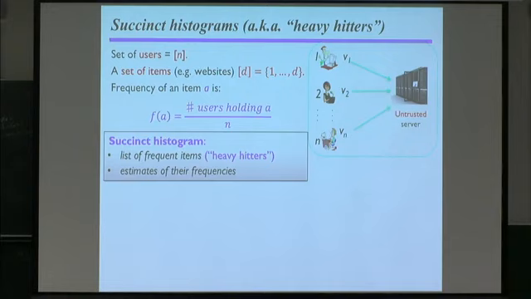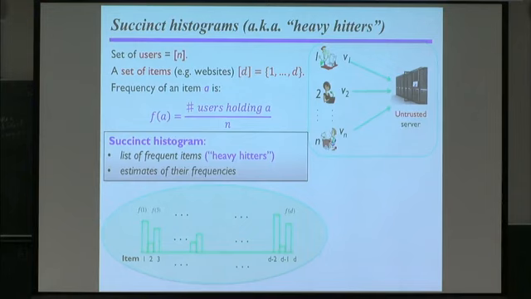Now, there are a billion Chrome users. There are not quite that many homepages, but lots of them. So maintaining an explicit list like that would consume a lot of space, and so what they want is a more succinct data structure. They want to be able to maintain a list of the most frequent items, the websites most frequently used as homepage settings, and estimates of the frequencies of those frequent items.